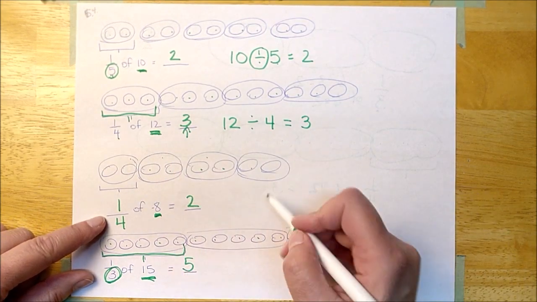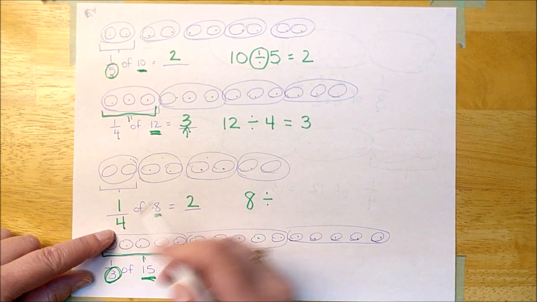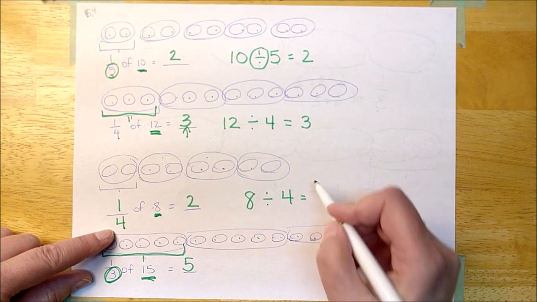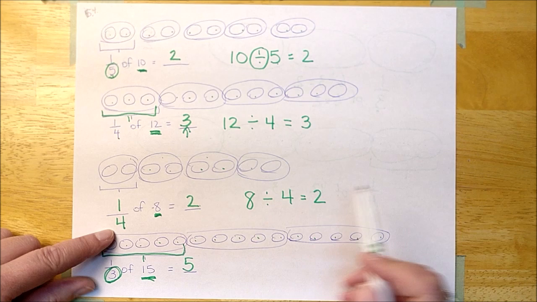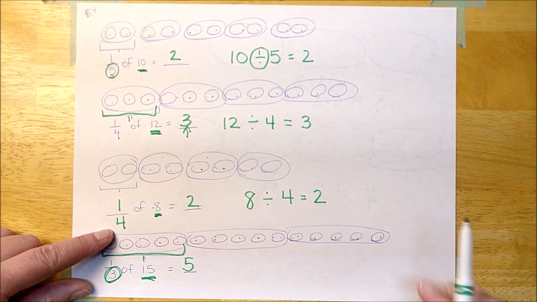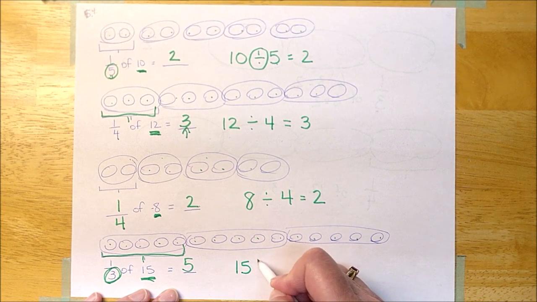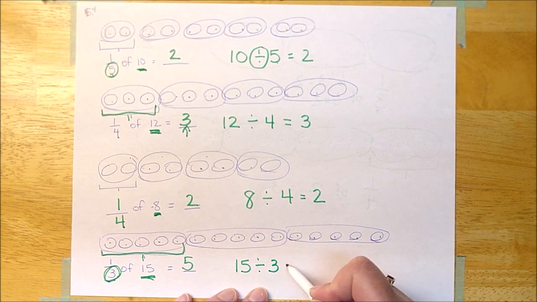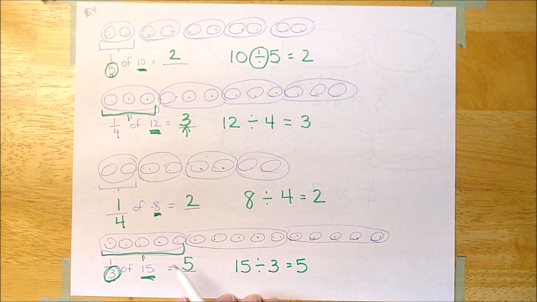So here it said I have 8 circles. I'm going to divide them into 4 groups. And when I divide 8 divided by 4, it's 2, which we saw with our picture here. When we did it with the picture, we found 2, now it's 2. So here we have 15 altogether. We have to divide it into 3 groups, and 15 divided by 3 is 5. And when we use the pictures, we also found it was 5.